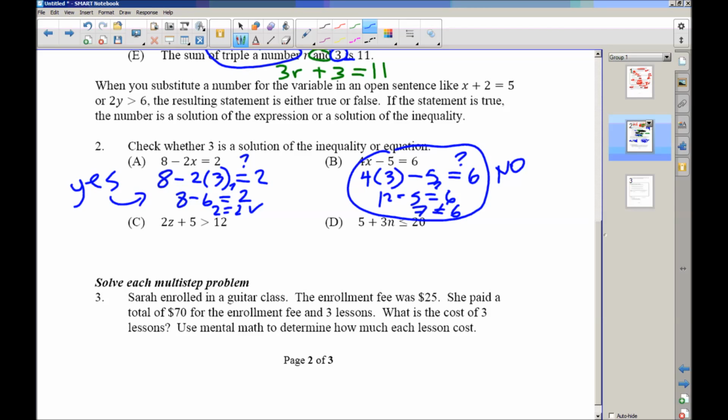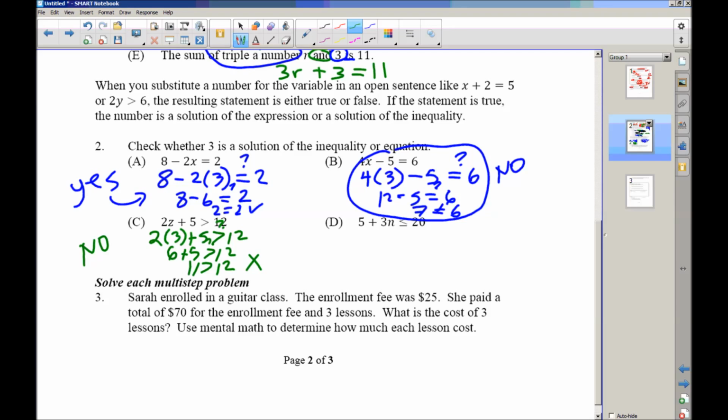Okay. All right, part C. We're checking 3 again. So 2 times 3 plus 5 greater than 12. That's question mark. 6 plus 5 greater than 12, question mark. 11 is not greater than 12, so my answer here is going to be no again. Did not work out.